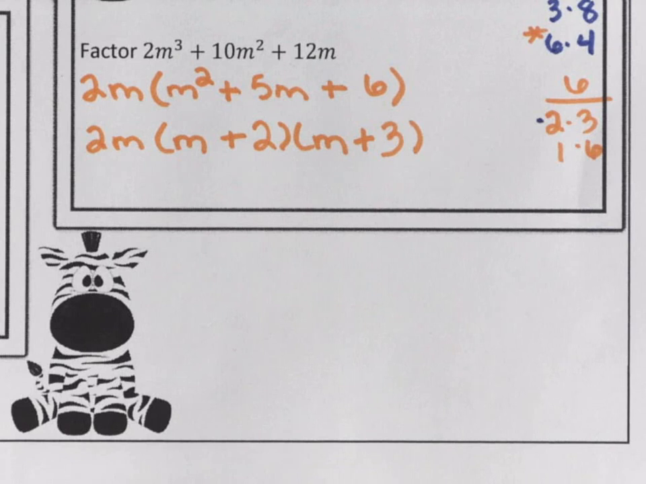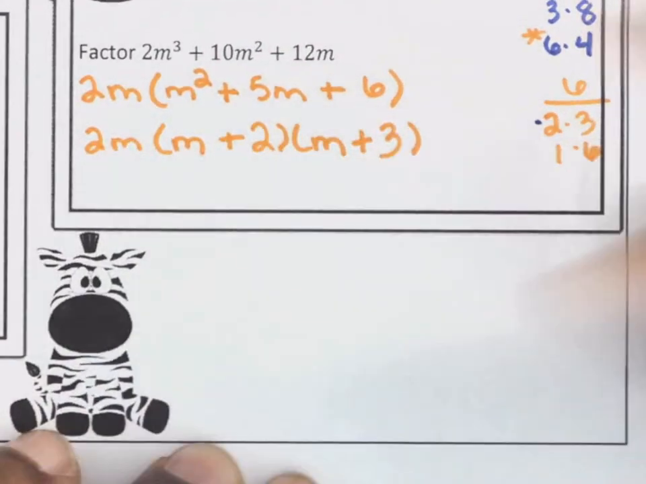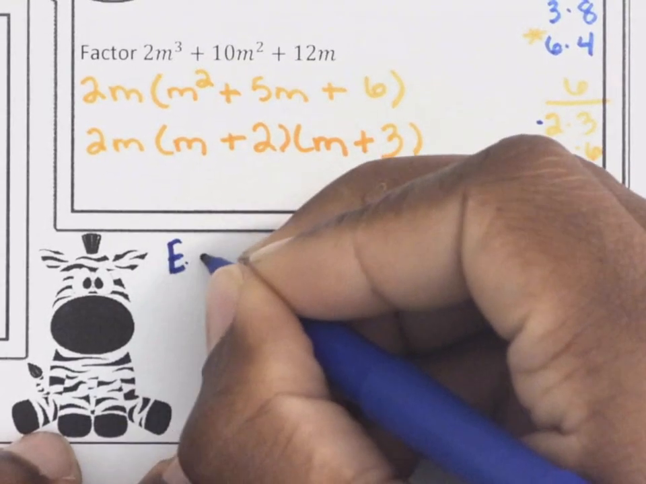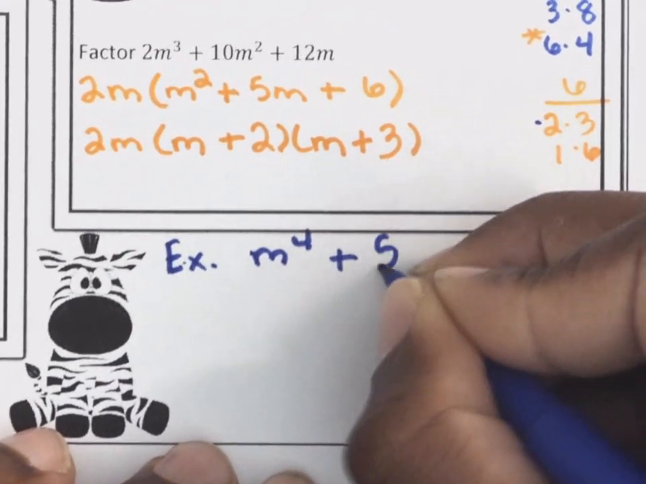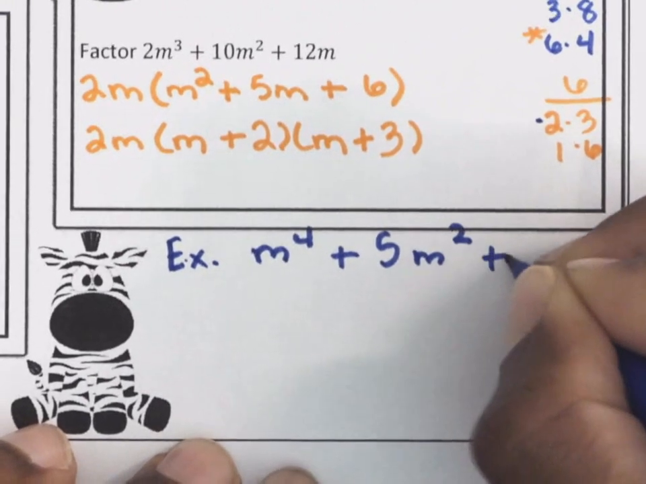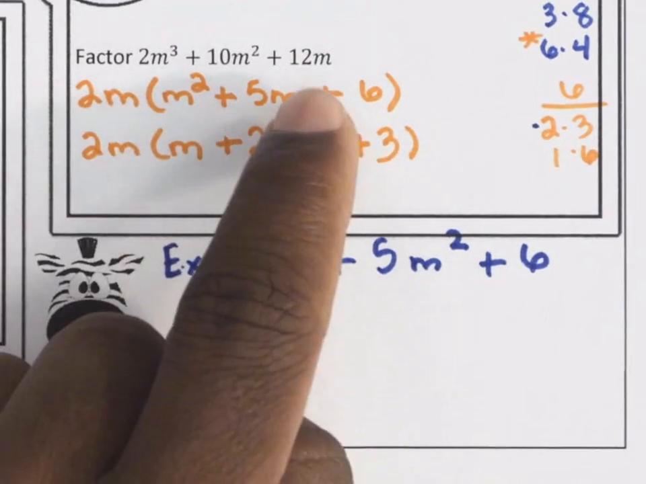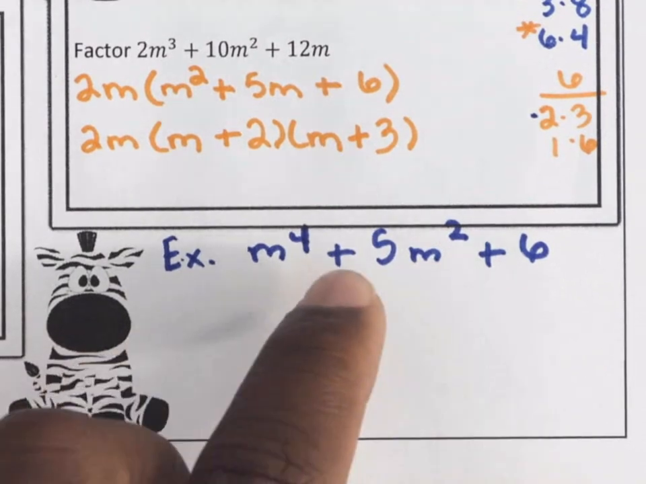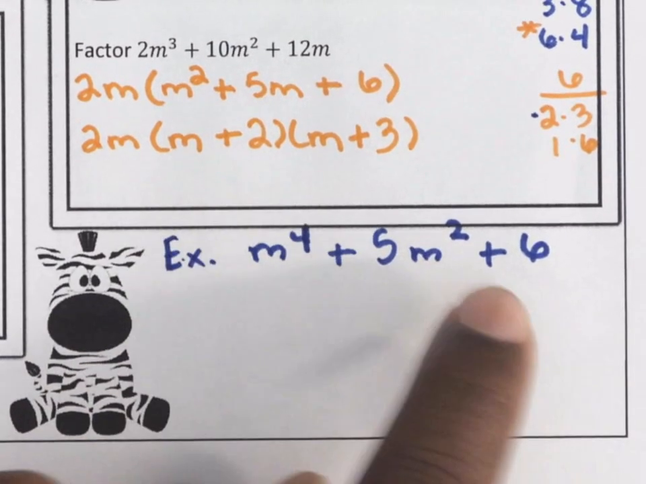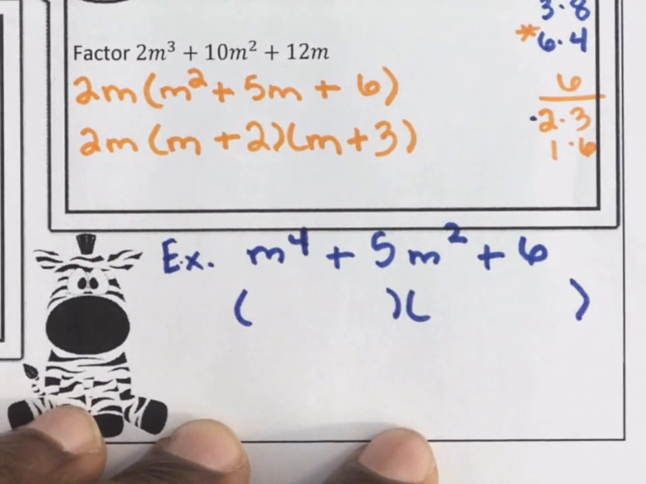Just a heads up from this one. You could see a trinomial, like say, just to mix this up, and I'm making this up, but say we had m to the 4th power plus 5m to the 2nd power plus 6. These are the same numbers, I just took them from here. But notice the degrees are different. And you're probably saying, man, what do I do now? Well, there's no GCF. I still factor it in the same manner, and it's all going to work out.